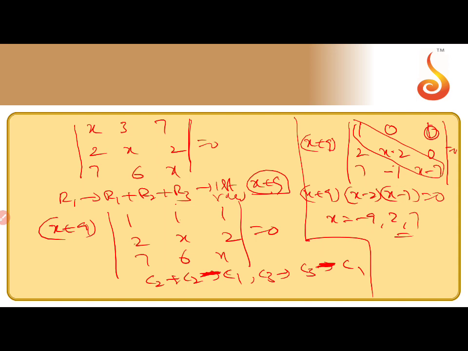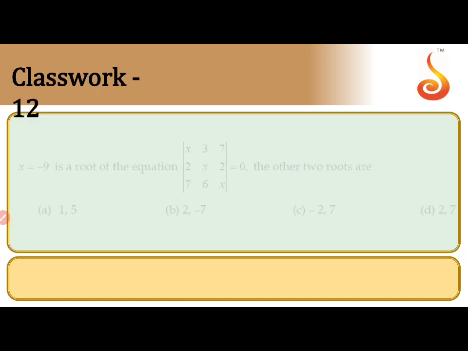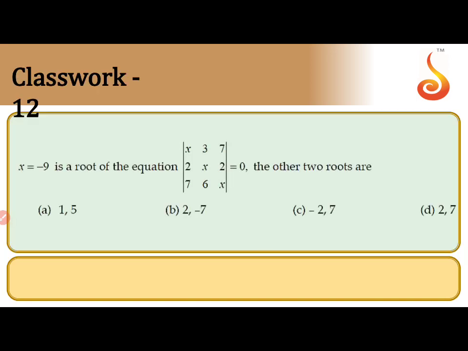What type of triangular matrix is it? Upper triangular matrix. If it is an upper or lower triangular matrix, the value of the determinant is the product of the diagonal elements. 1 into x minus 2 into x minus 7. The final factors are x plus 9, x minus 2, x minus 7. The answer will be x equal to what? Minus 9, 2, 7. So they already gave one root as minus 9. The other two roots are 2 and 7.